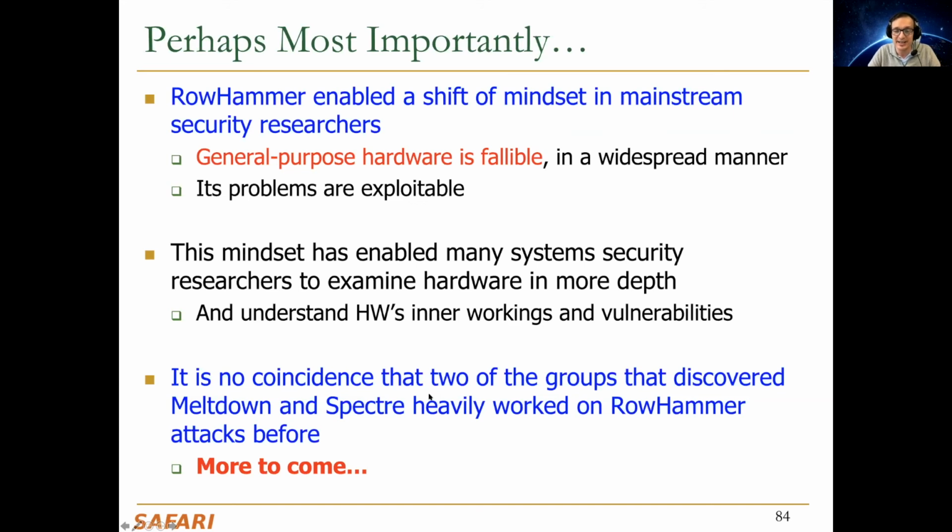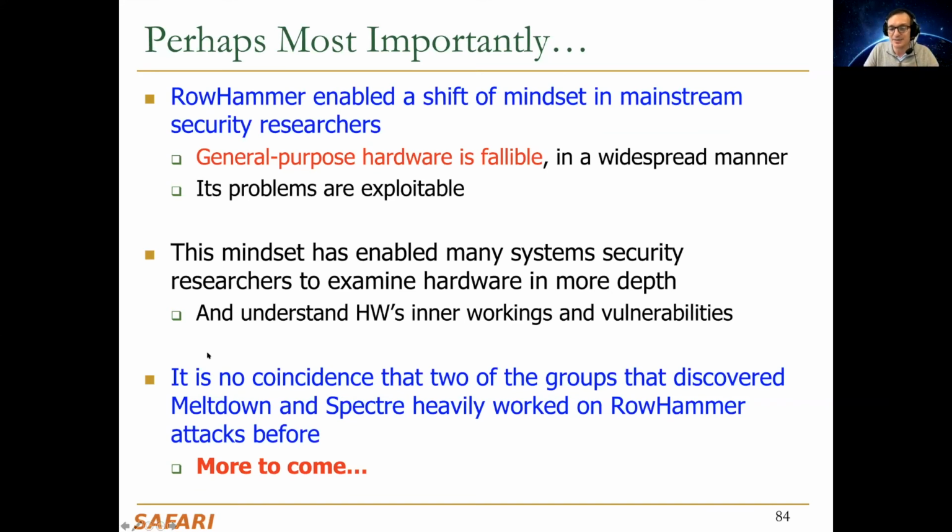A disturbance error can happen in any kind of memory. In fact, hard disks were shown to be vulnerable. Flash memory, SSDs are shown to be vulnerable. In fact, we ourselves did a lot of work on flash memory, and we were inspired by our work on read disturbance in flash memory to work on RowHammer.